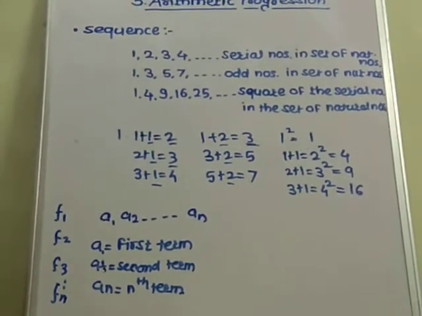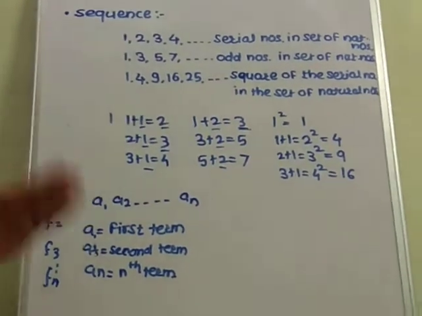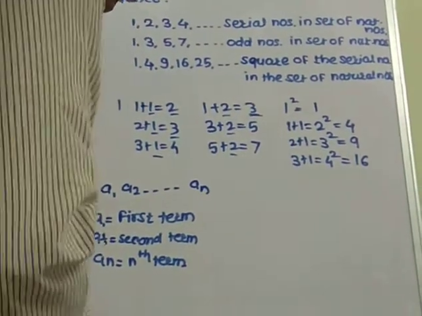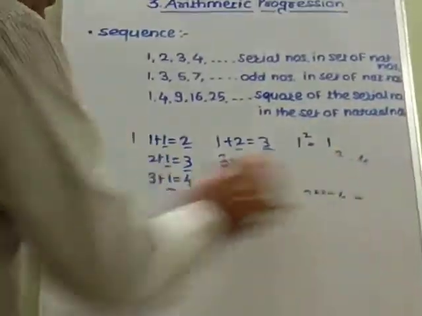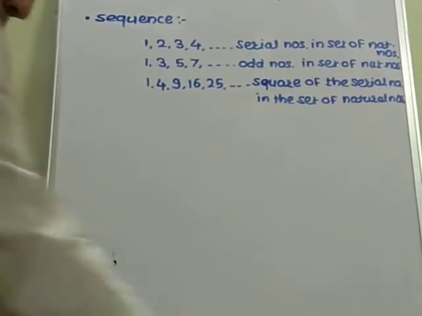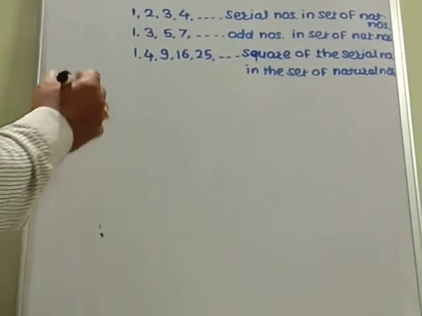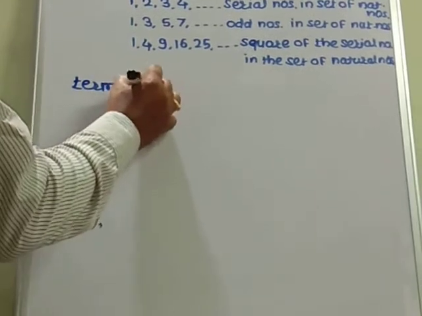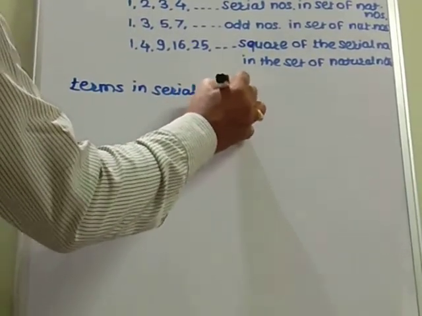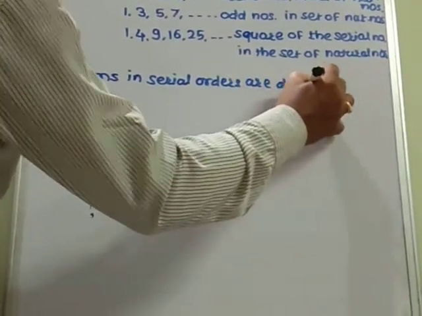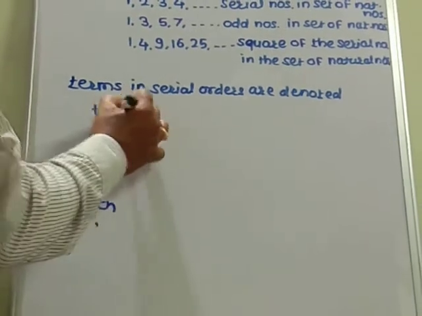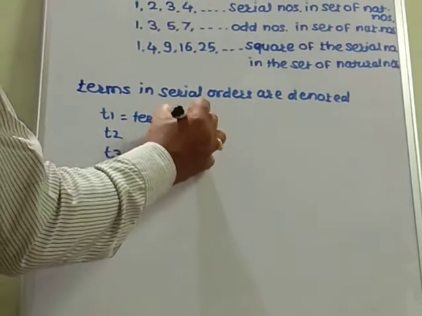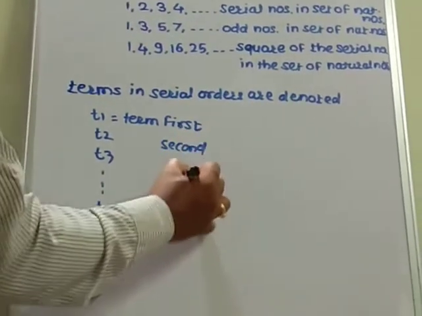The terms in the serial order of the sequence are denoted by what? First term, second term, T1, T2, T3. What are terms? Terms in the serial order in the sequence are denoted by T1, T2, T3 up to Tn. That is, T1 means the first term, T2 the second term, up to the nth term.